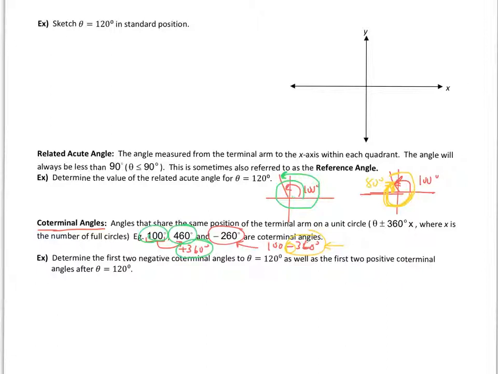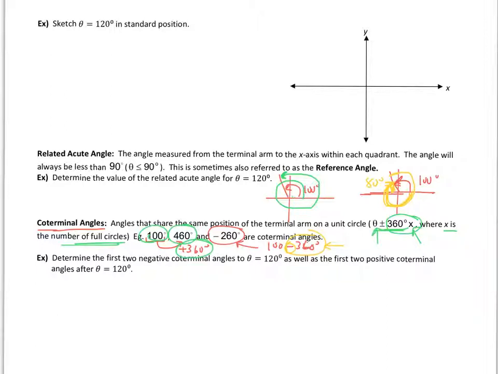And I could just keep going around as many times as I want. The key is that I have to stop at the 100. So that's where this plus 360 times x comes from. x is just the number of full circles you're going around before you stop at the 100 degrees that you have here.